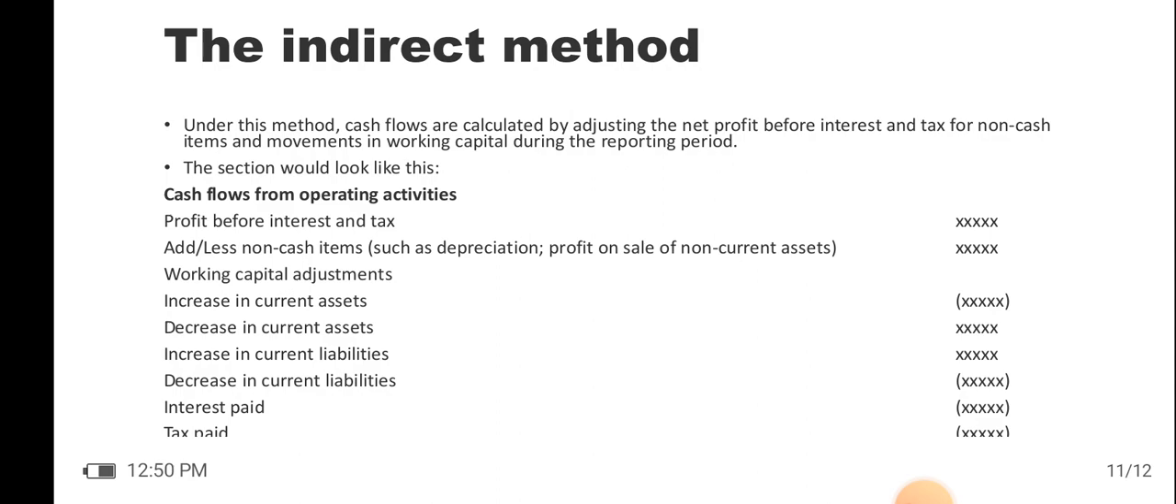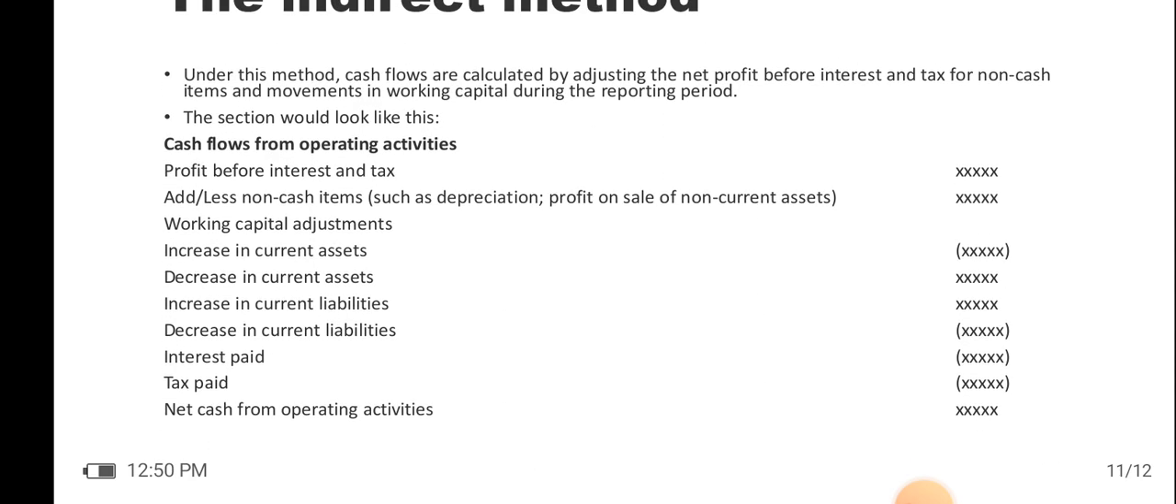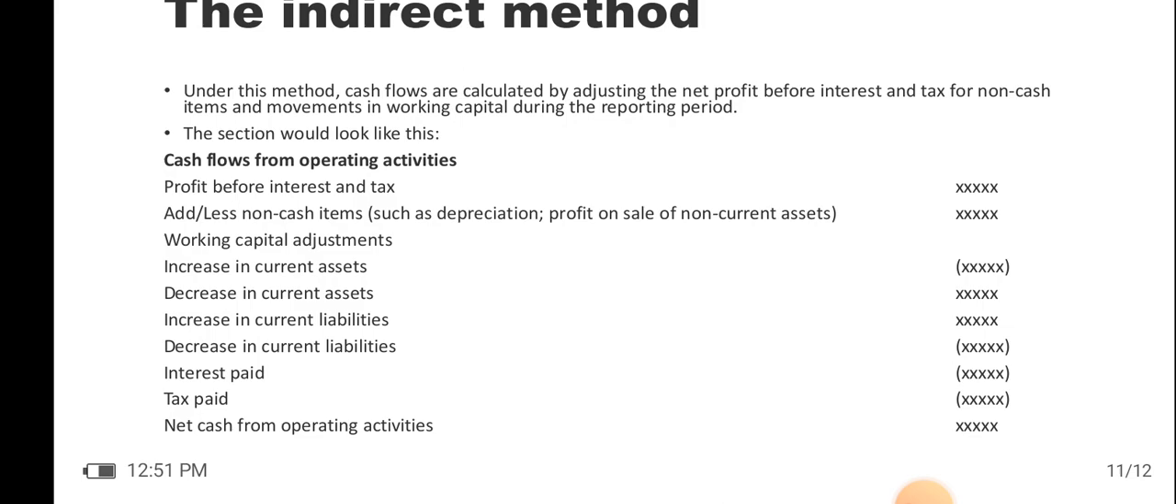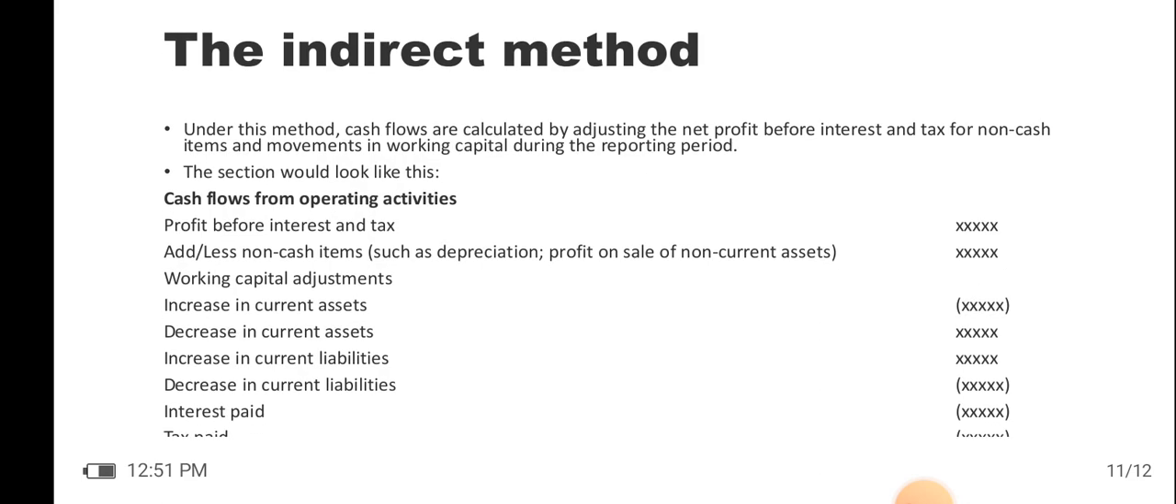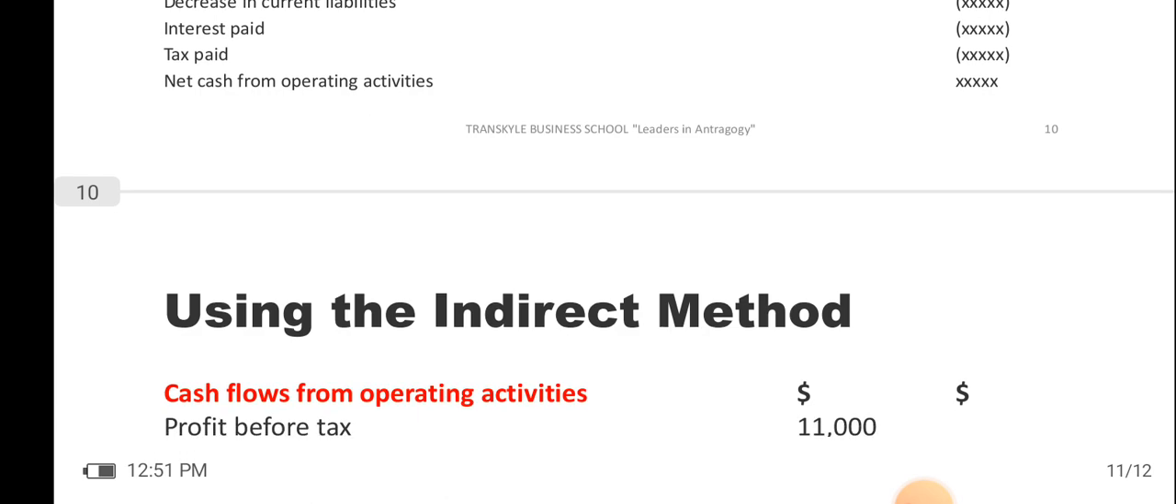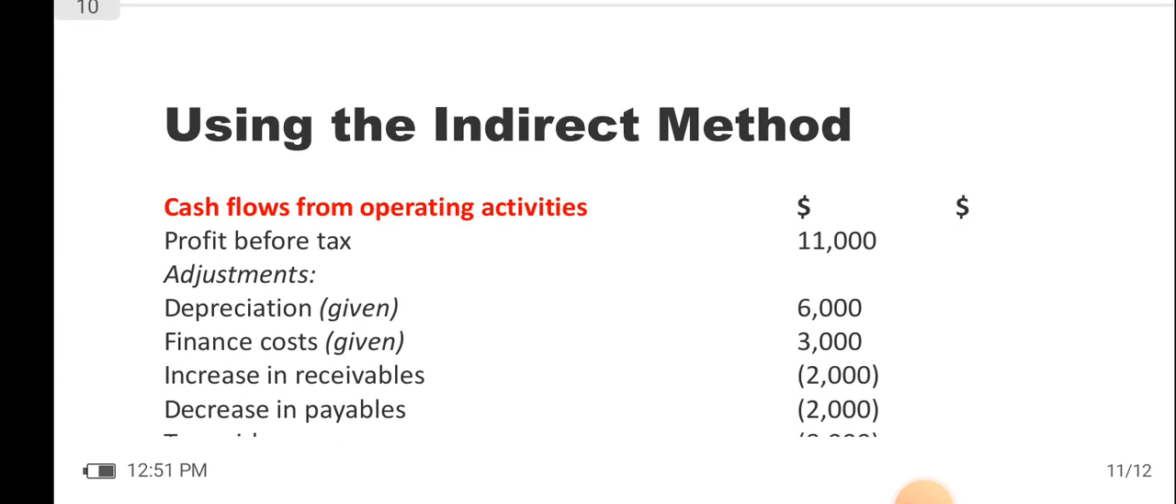Then interest paid. That one is just the same way. We calculate the interest paid in the same way we calculated it under the direct method. The tax paid, we calculate them again under the same principles. Then we get your net cash flow from operating activities. All right, that's the template, ladies and gentlemen. Now let's see how we do the computation.